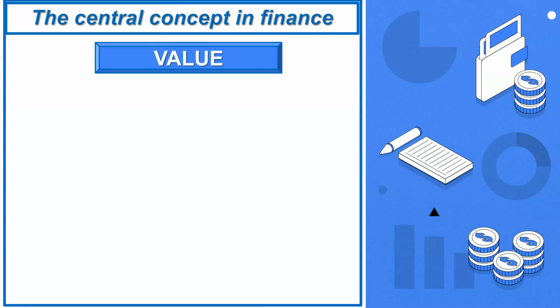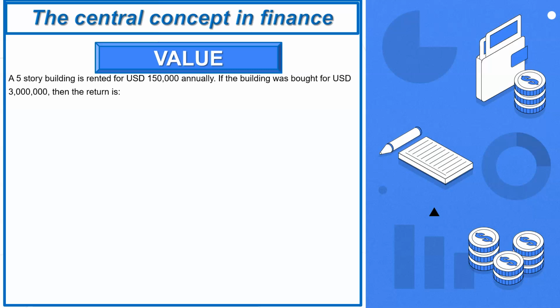To explain this idea, let us take a simple example of a building that is rented out for $150,000 and was bought years back for $3 million. By dividing the cash I received, which is $150,000, by the amount I invested, the initial outlay, I get a return of 5%. Let us now rearrange this formula and get the value.